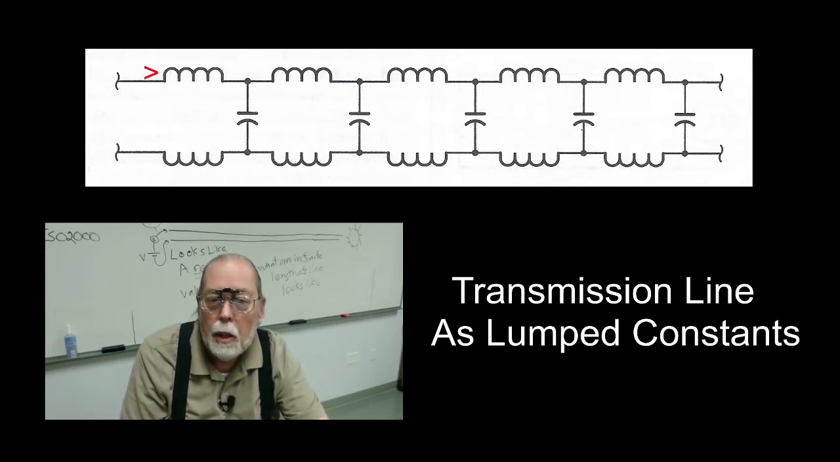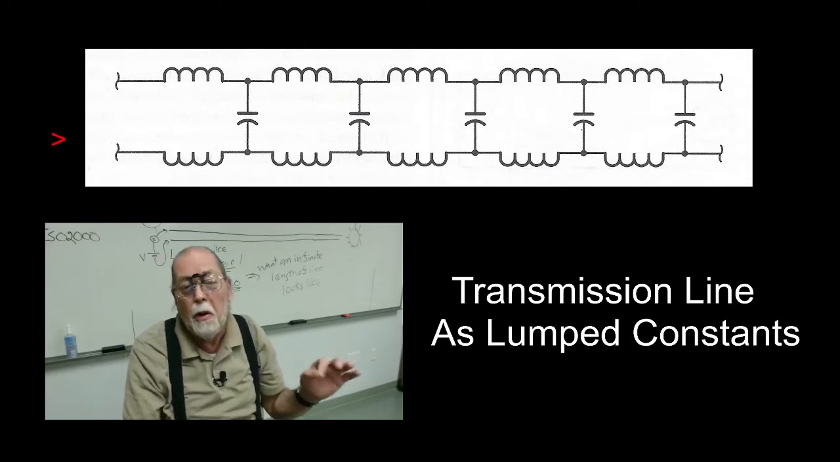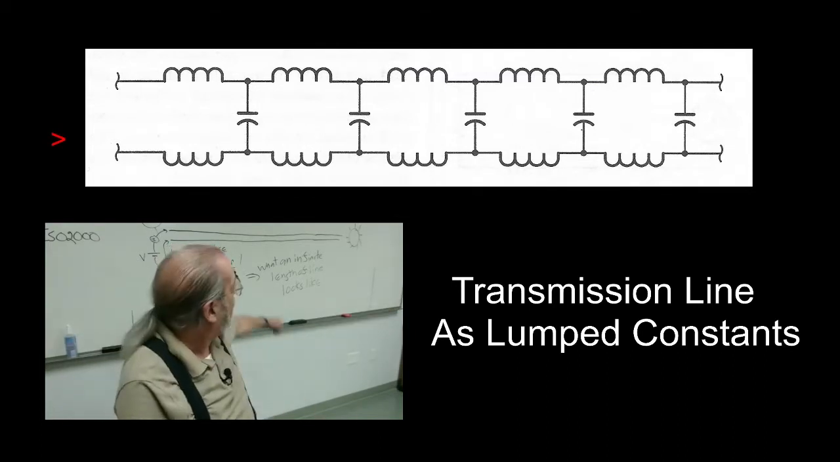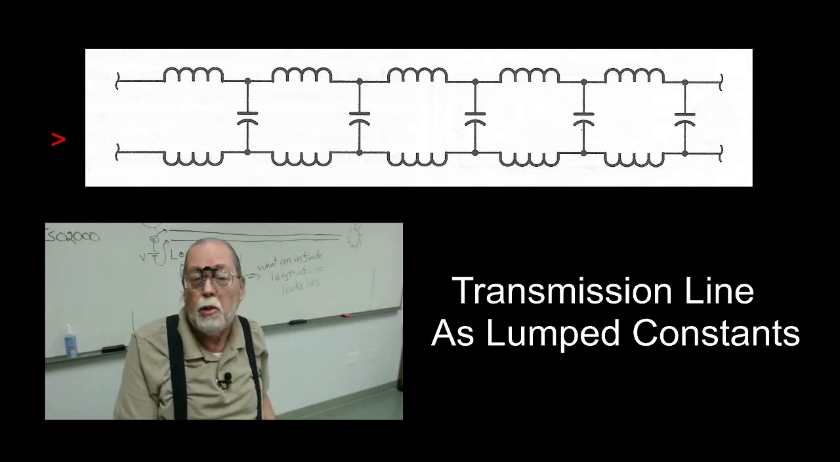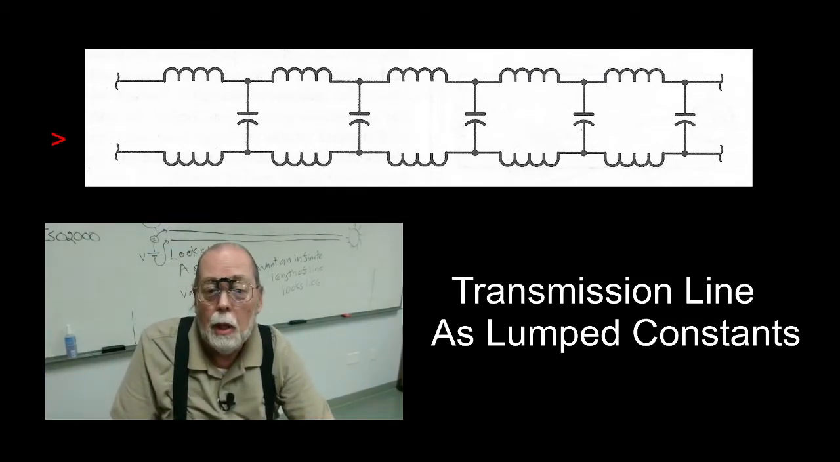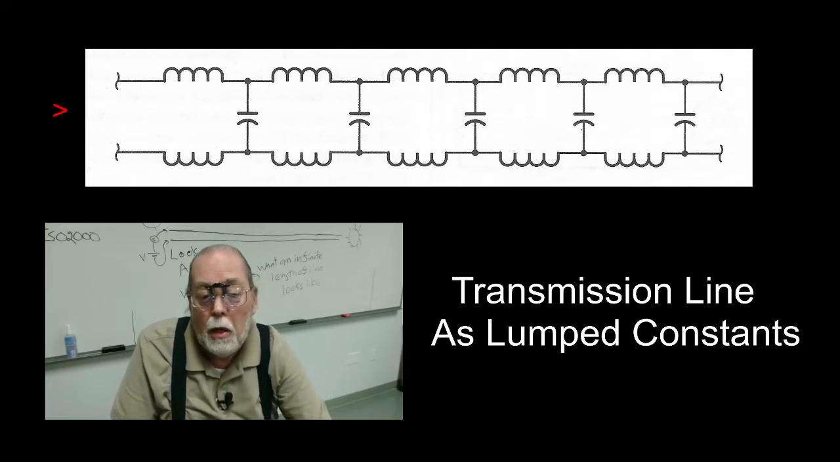Looks like a small amount of inductance, and then we hit some capacitance, and then some more inductance, and more capacitance, and more inductance, and more capacitance, and you have an infinite number of these strung out in a very long line. That is what the transmission line looks like. An infinite number of little inductors and capacitors wired like this. And depending on the capacitor value and the inductor value, that determines the characteristic impedance.